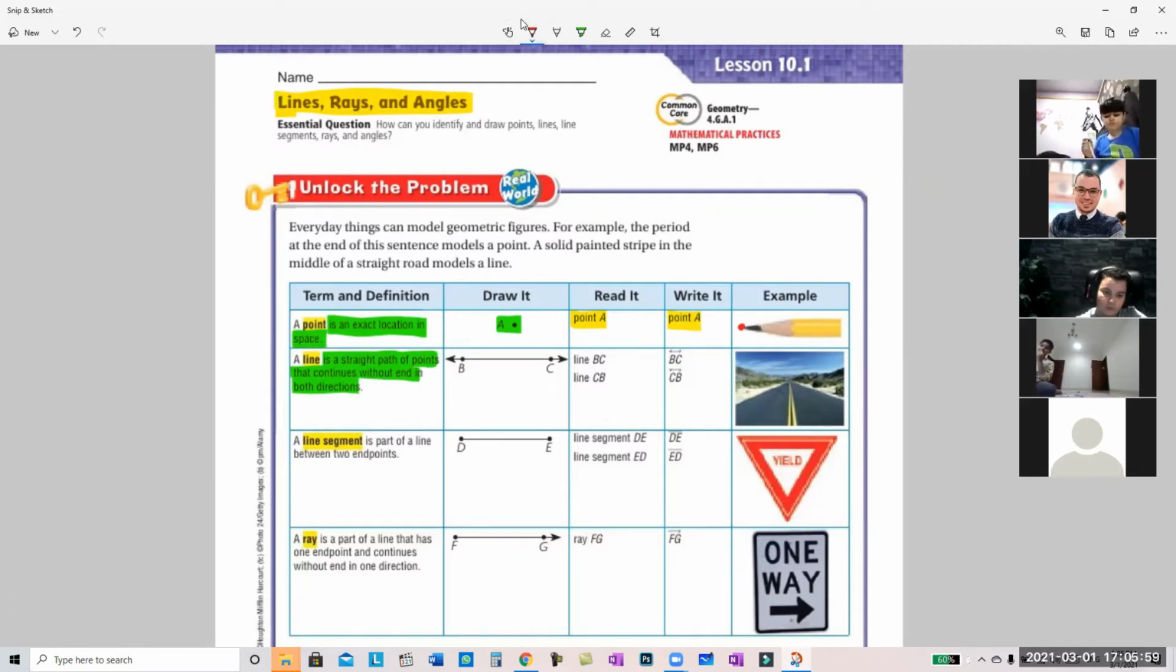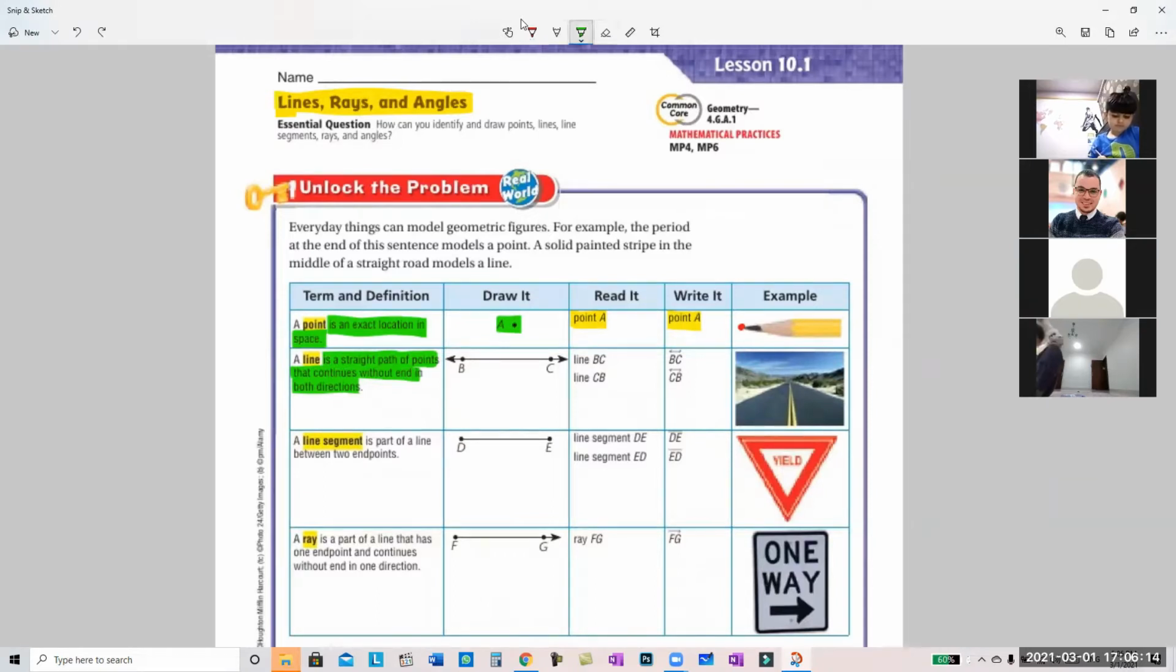And each figure has a name. We can name it like BC, as you see here, like any two letters, B, C, X, Y, A, B, and so on, okay? So that's how it looks.